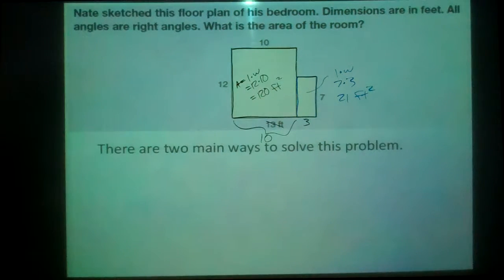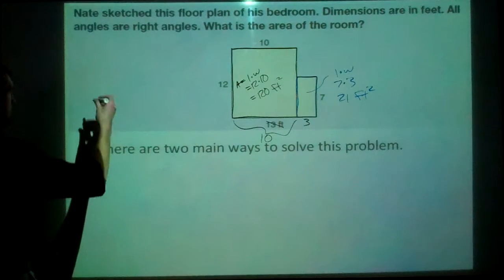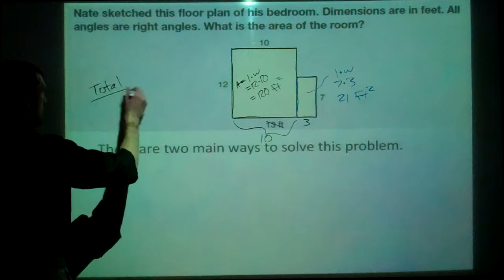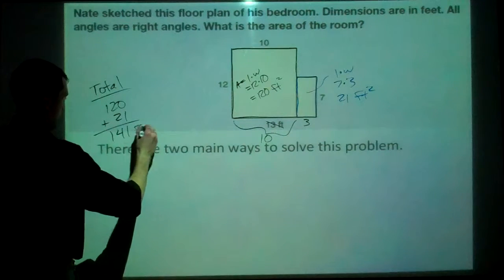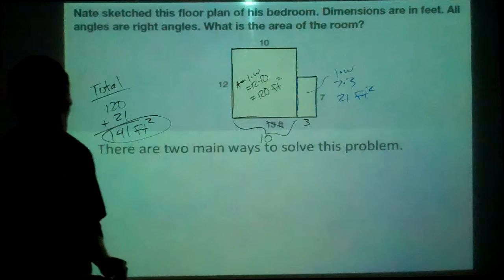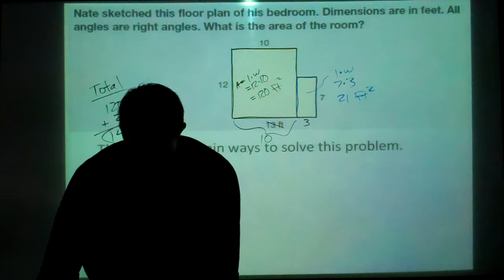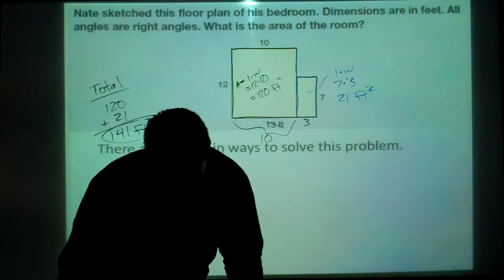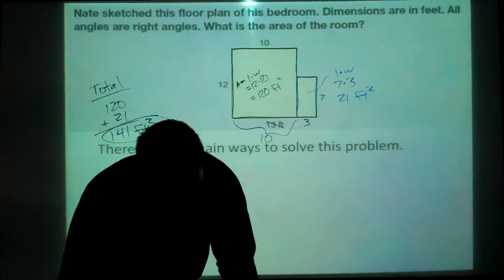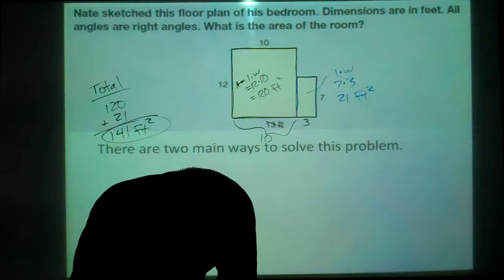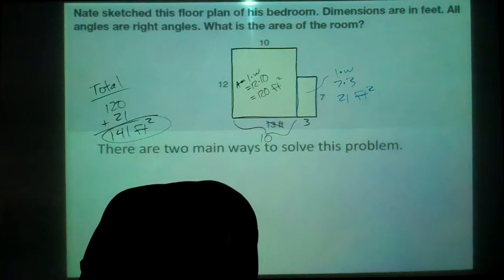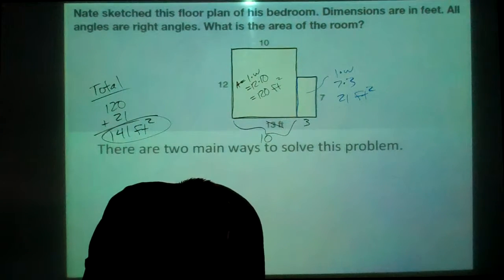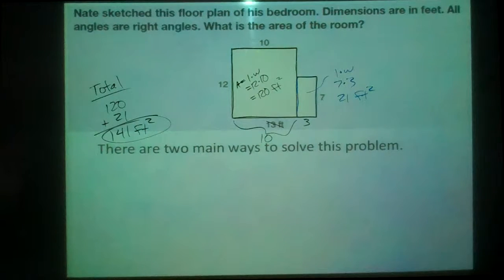And what we would do with those is we would add them together to get the overall area. So total would be 120 plus 21, we would get 141 squared, I believe. Let's check that answer and make sure we're right there. And then I'll check my time, see if we can show you that other way to do it. But I think we ended up okay. Let's see here. Sorry about this. Where is it? Oh, there it is. Yes, 141 feet squared.